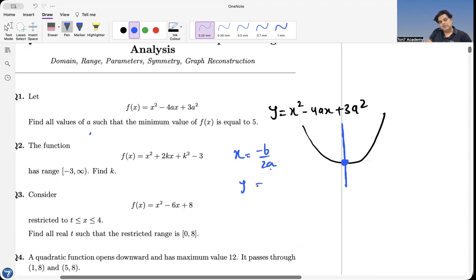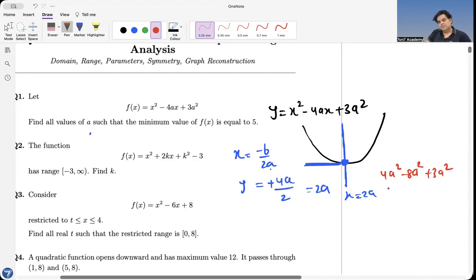So here the x value is 2a. If you plug in 2a, whatever y value you get is the minimum y value. Agree? So if you plug this into the original equation, what will you get? 4a square. Here you write 2a, then minus 8a square plus 3a square.